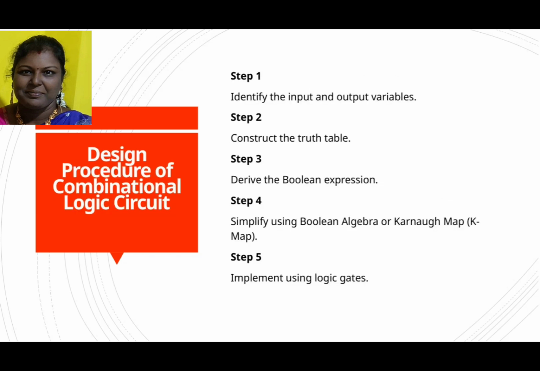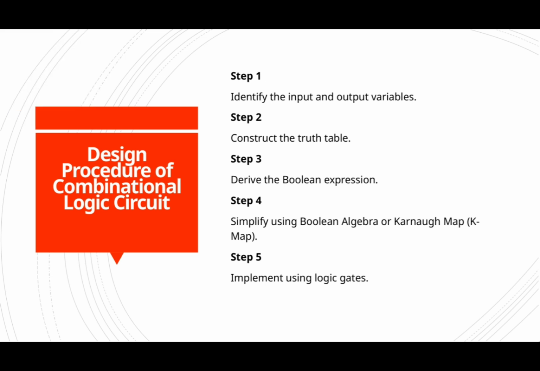Let's walk through the design procedure for a combinational logic circuit. First, we identify the input and output variables. This sets the stage for everything else. Next, we construct the truth table, which maps all possible input combinations to their outputs. Then, we derive the Boolean expression from that table. After that, we simplify the expression using Boolean algebra or a Karnaugh map to make it more efficient. Finally, we implement the simplified expression using logic gates. This step-by-step approach keeps the design clear and manageable.